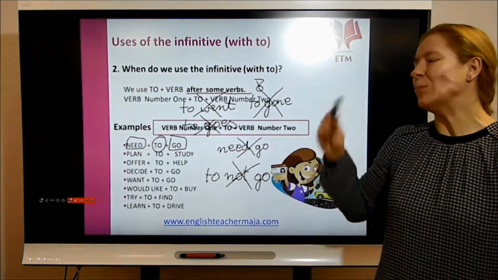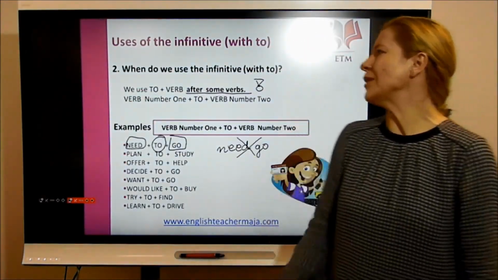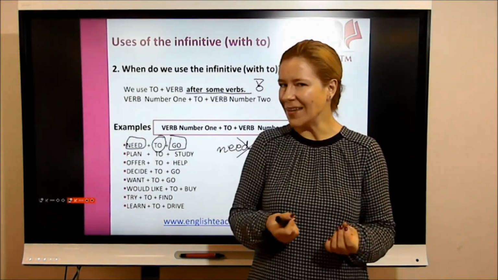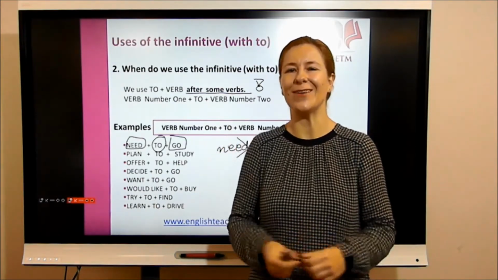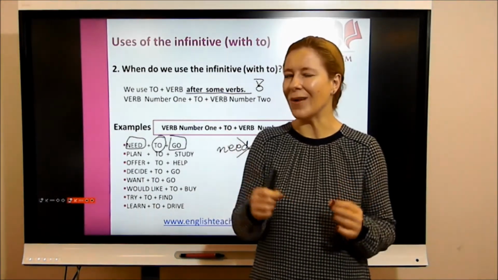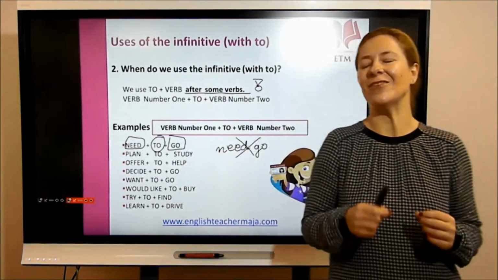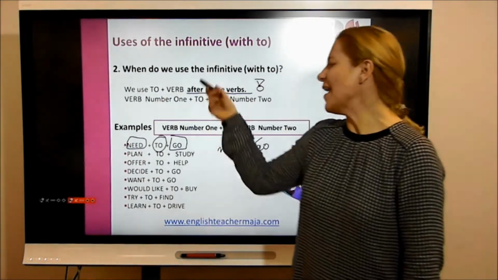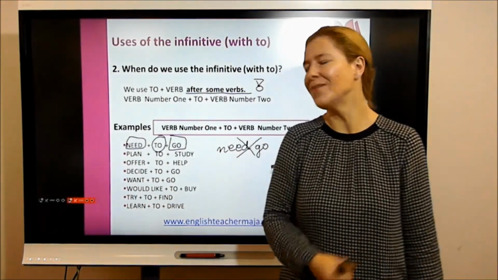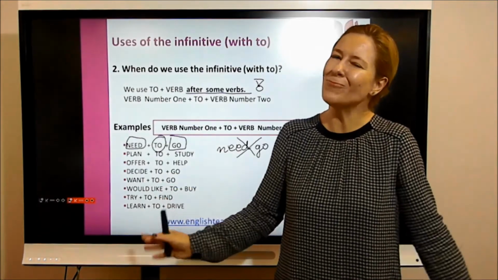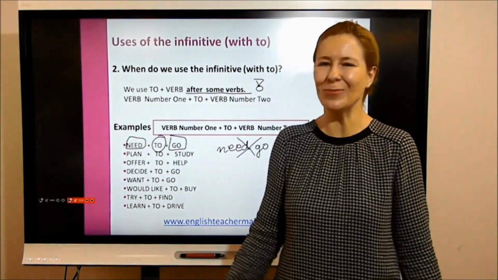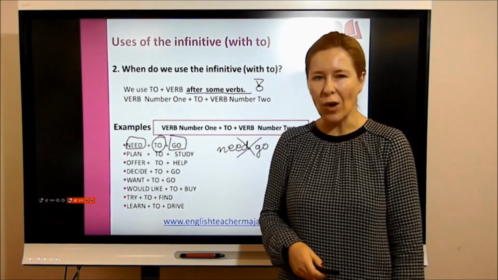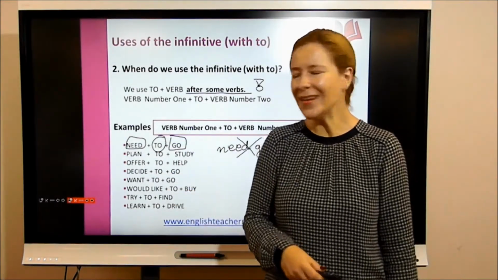Okay, and now a big question for today is, when do we use the infinitive with to? We can use it in a variety of ways, but today I just want to concentrate on one, a very important one. So we use the infinitive with to after some specific verbs, and I've listed these verbs for you. These ones are just the most common and the most important ones in my opinion. So need, plan, offer, decide, want, would like to, try, and learn, okay?